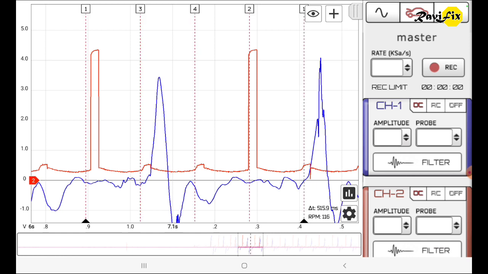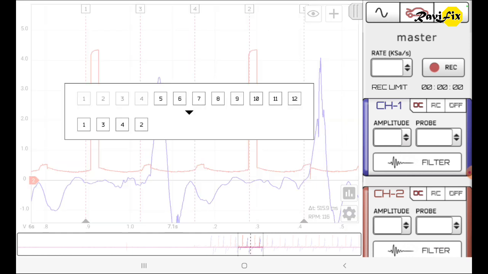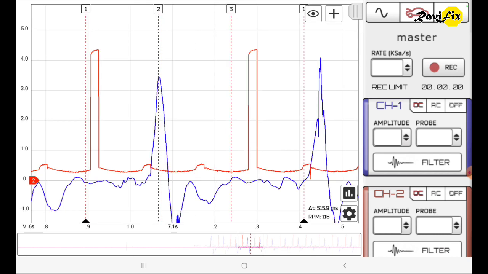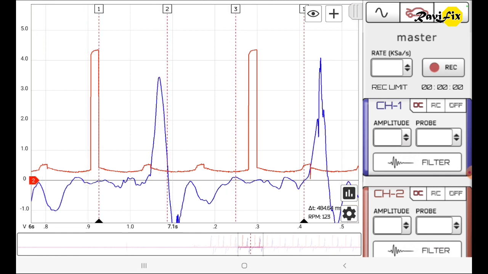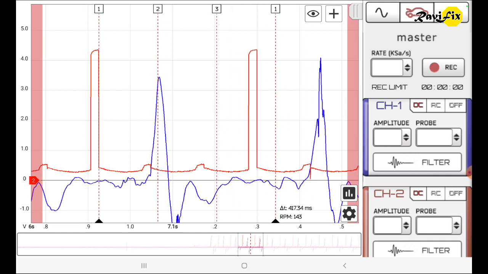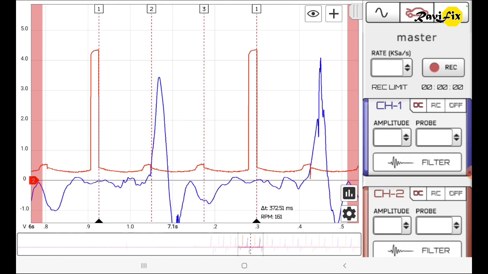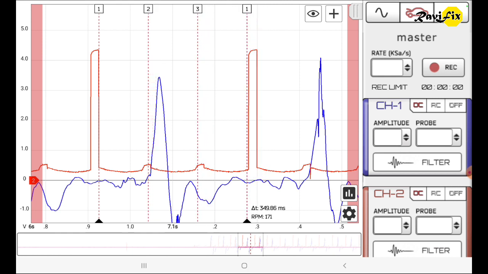Here I am going to put the firing order between 2 trigger signals. The firing order is 1, 2, 3 on this specific car. Just align the firing order layout between the 2 trigger signals.